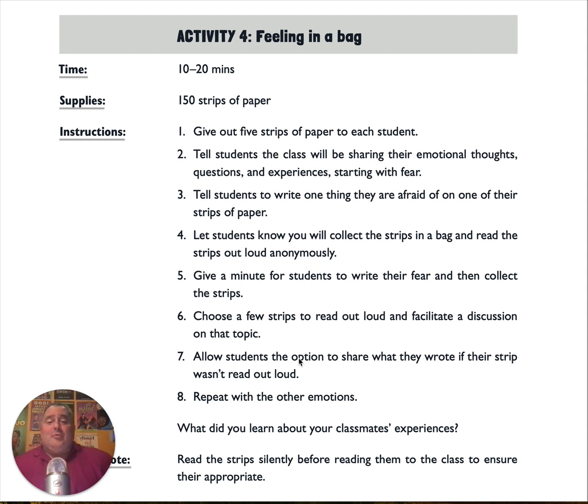Give a minute for students to write their fear and then collect the strips. Choose a few strips to read out loud and facilitate a discussion on that topic. Allow students the option to share what they wrote if their strip wasn't read out loud, and repeat with the other emotions. So assuming you have 30 students, they'll each get one chance and you work with 5 emotions. You'll get a chance to use each strip of paper. If you don't, it's unlikely you'll get through everything. You can always do that with a different class.